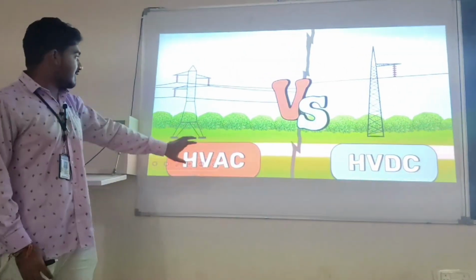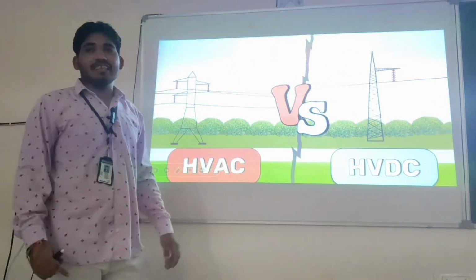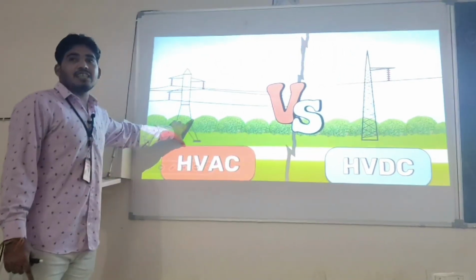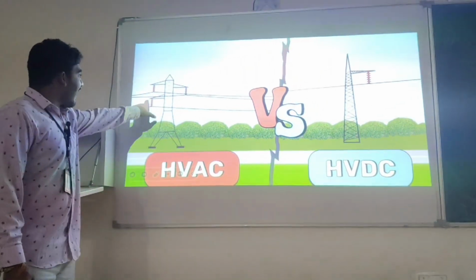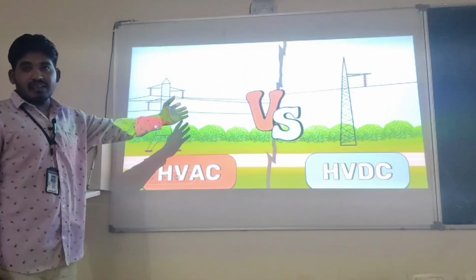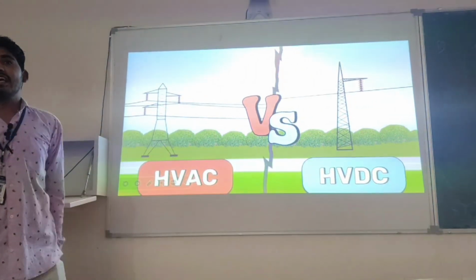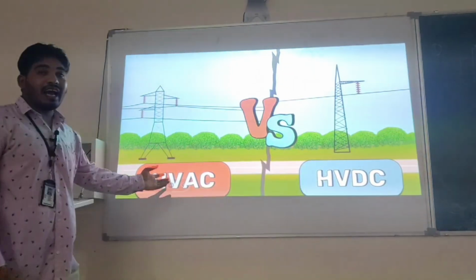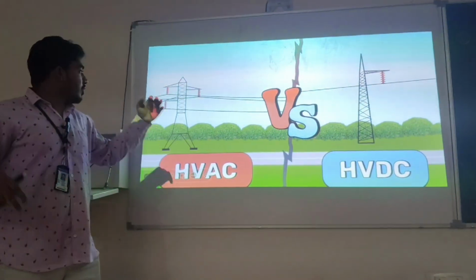This is the HVAC. You can consider it as an electrical person. You can see any transmission line, that line which has three types of insulators present, that is called the HVAC system. So this is the high voltage AC system. Directly AC will be transmitted through this transmission line.